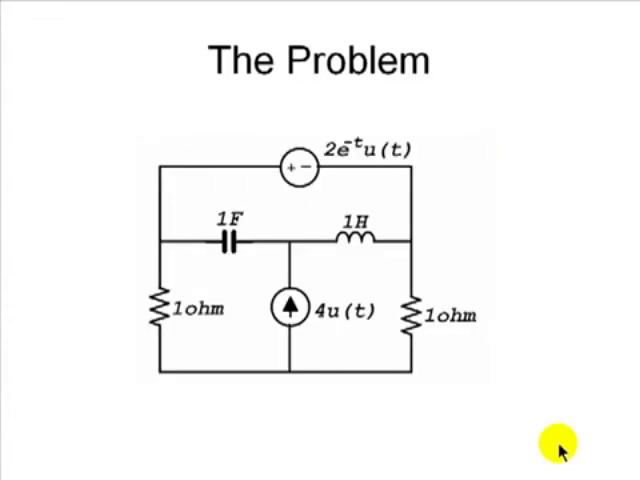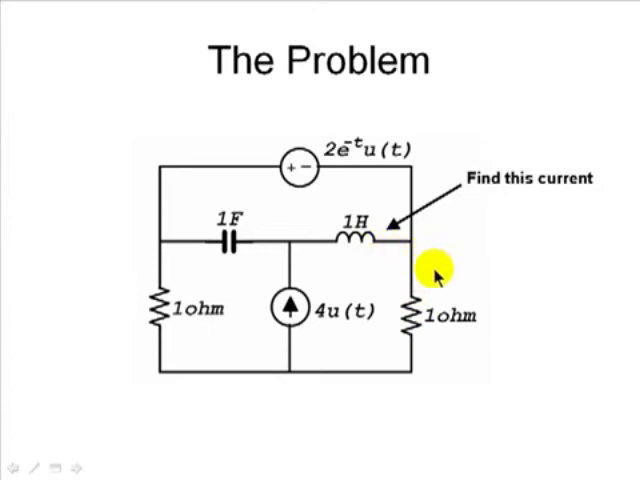This is the exercise we need to solve. It's a circuit with two sources, a current source, 4u(t), and an exponential voltage source, 2e^(-t)u(t). One capacitor, one inductor, and two resistors, all of them with a value of 1. What is the question? Find this current.